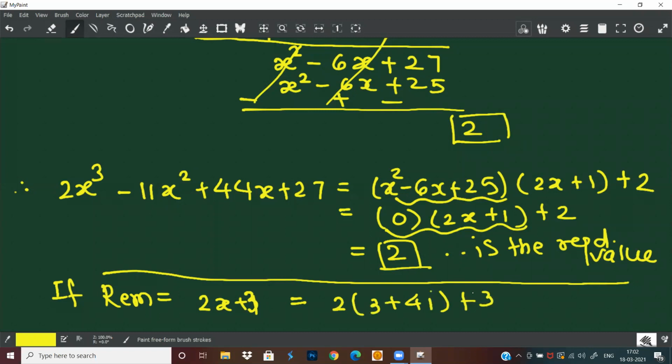Yes, absolutely correct. So in any case you would get the answer. Most of the time they will give you a remainder in which only a number is left. But it is not always so; sometimes x also remains, and then you have to put the value of x. Got it?